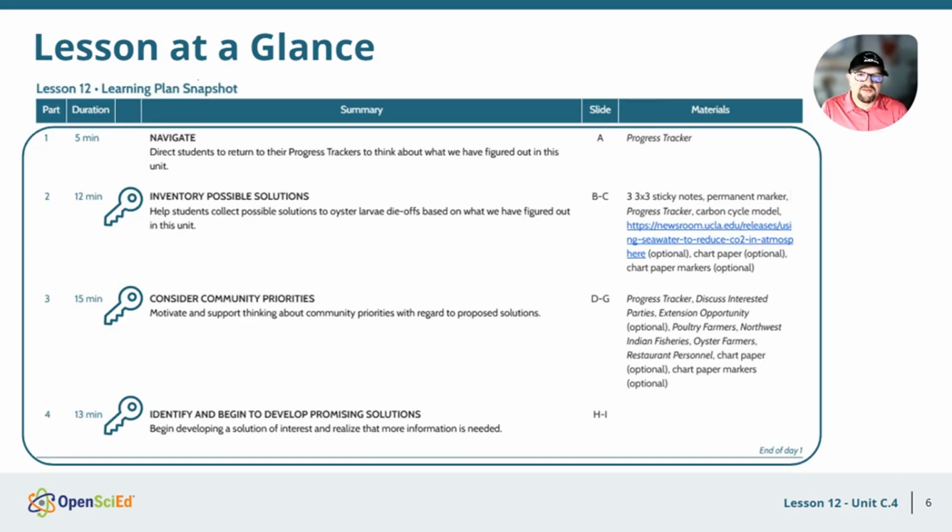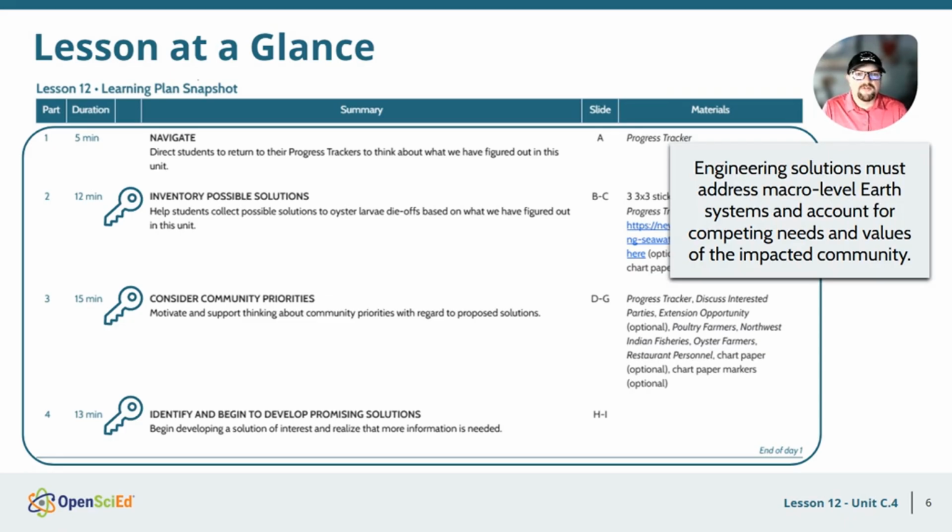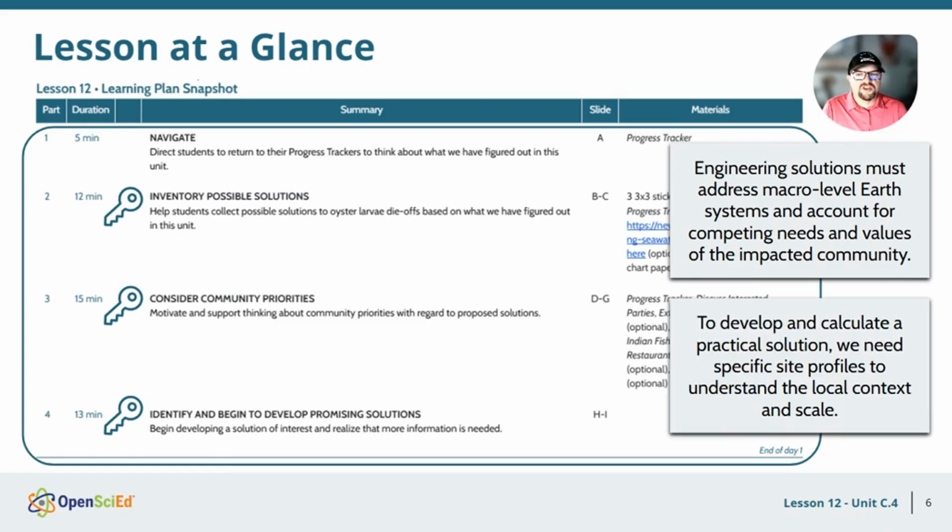When I look at how the storyline unfolds across this lesson, I think about it as one continuous sense-making loop. Students start by inventorying possible solutions and looking back at our class carbon cycle model to ensure their ideas address macro-level Earth systems. From there, they layer in community priorities to account for the competing needs and values of the impacted community. As groups pick a promising solution and try to work through initial stoichiometry calculations, they run into a wall because they lack specific measurements like water volume. That realization helps them see that to develop and calculate a practical solution, they genuinely need specific site profiles to understand the local context and scale before moving forward.